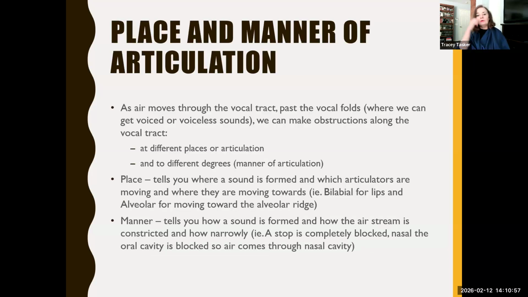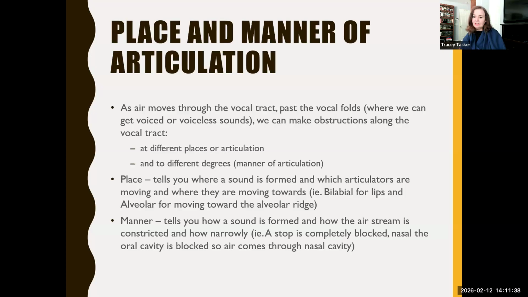As air is moving through our vocal tract, past the vocal folds, we make obstructions along the vocal tract. We talked about this the first week when we were comparing our vocal tract to a trombone. So when we make these obstructions, it helps us to create different sounds, different phonemes. Place is really telling you where the sound is formed and which articulators are moving and what they're moving towards. So I mentioned bilabial for lips. Alveolar is a place, meaning that the tongue is moving towards the alveolar ridge.